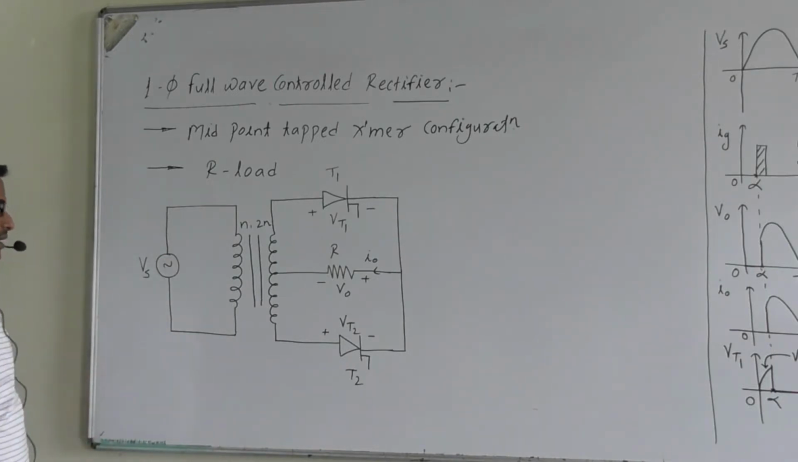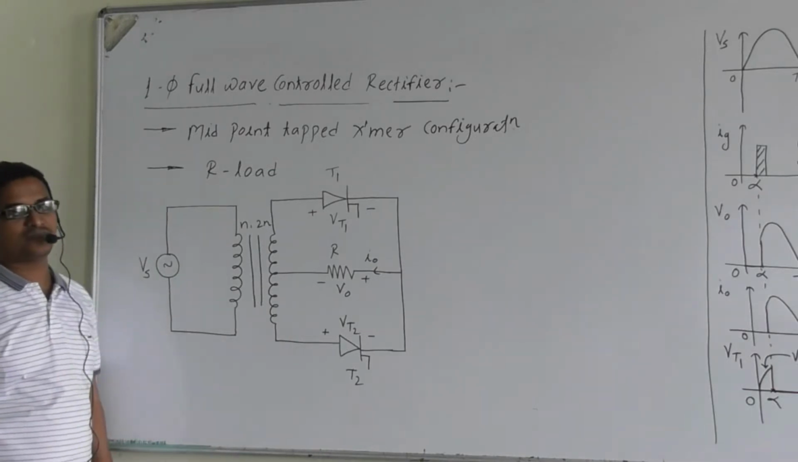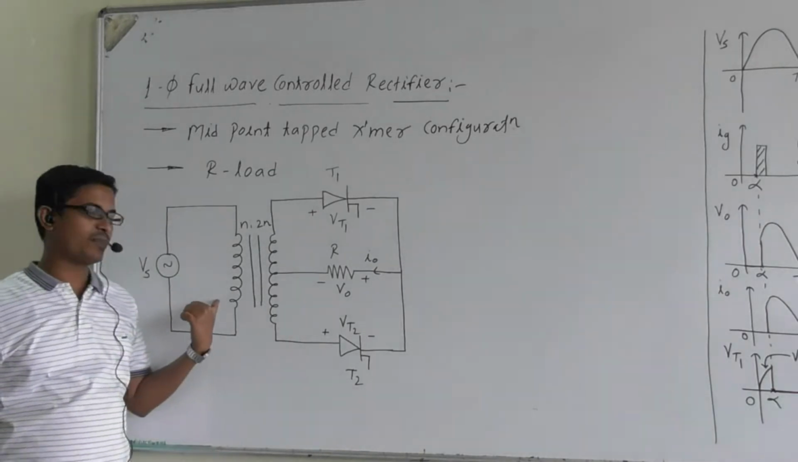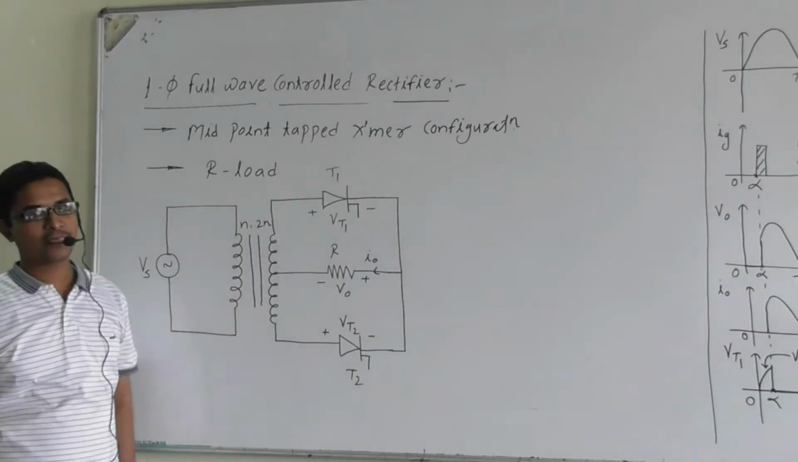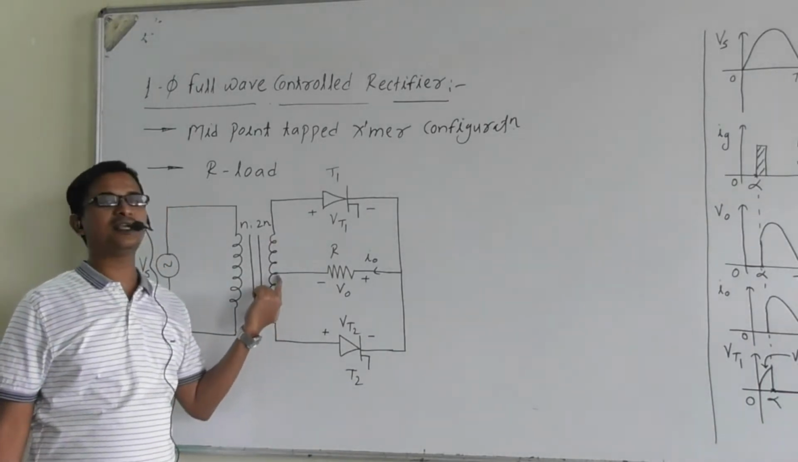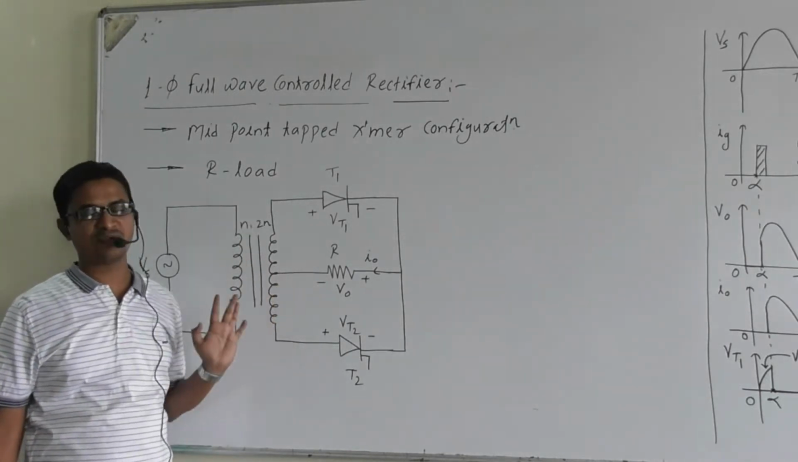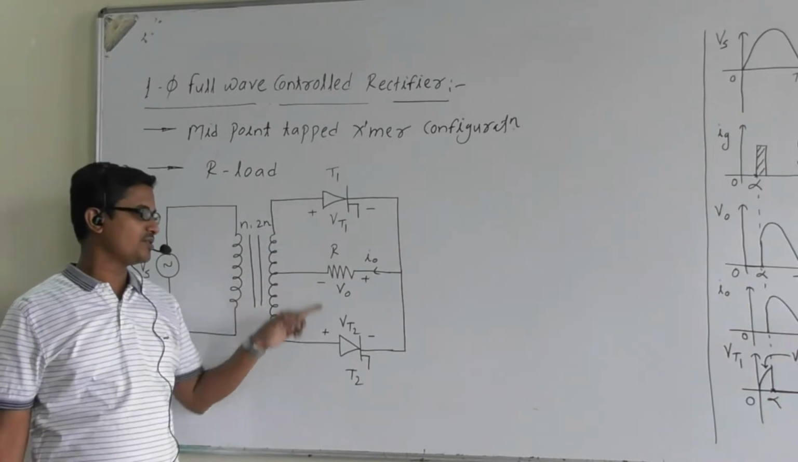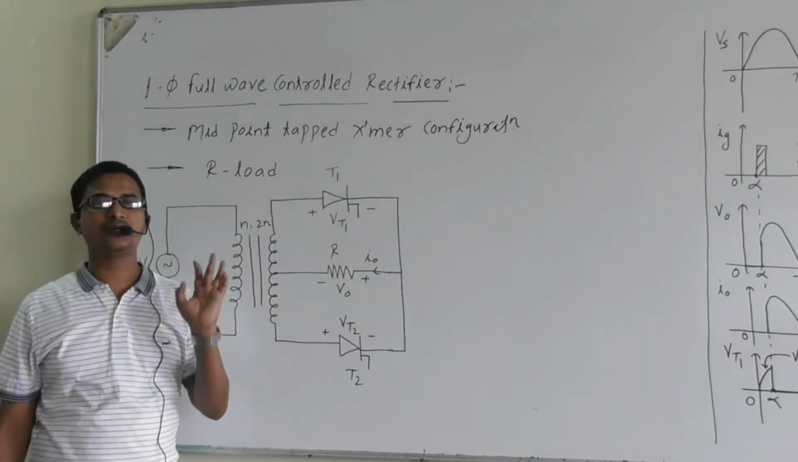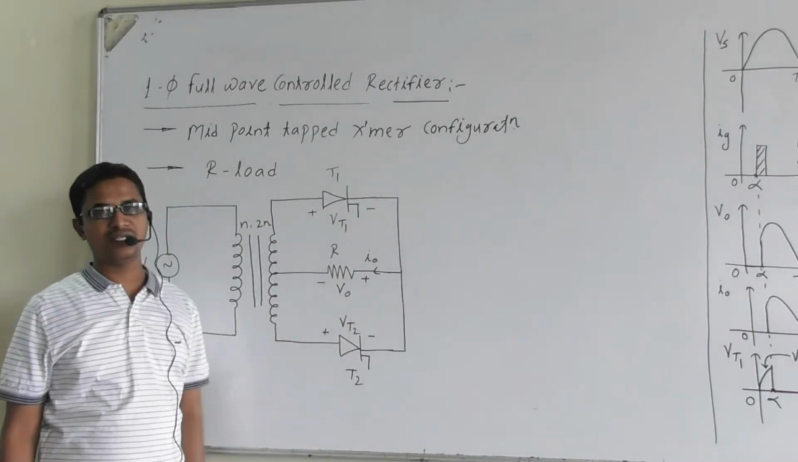So the circuit diagram: here we have the supply voltage Vs, which is connected across the primary winding of the transformer, and the secondary winding of the transformer is center tapped. That's why it is known as a center tapped transformer configuration. Here we are using two thyristors T1 and T2, and the load is purely resistive.